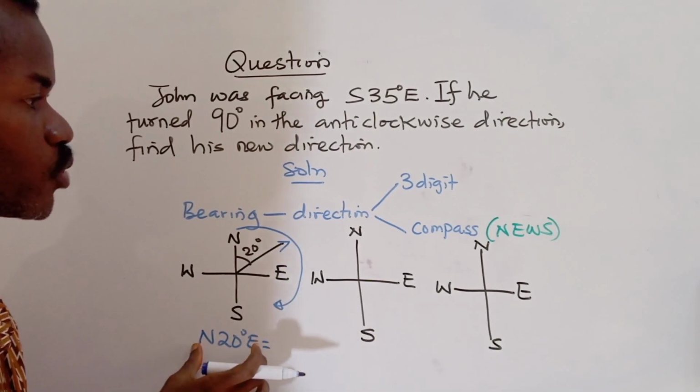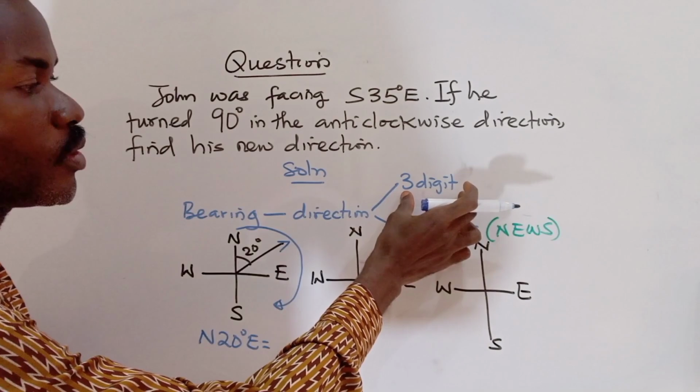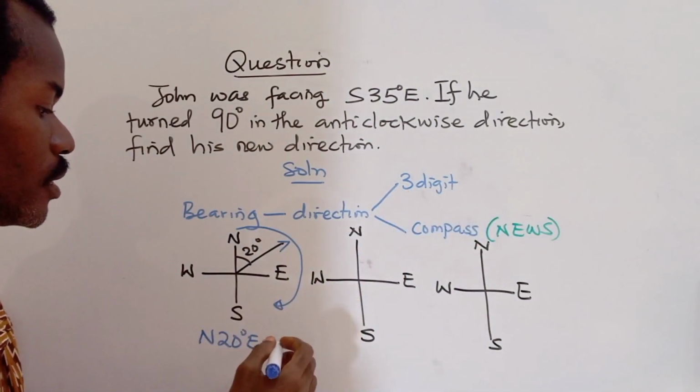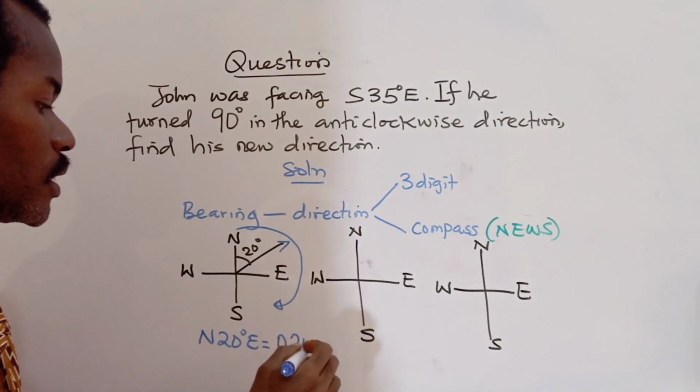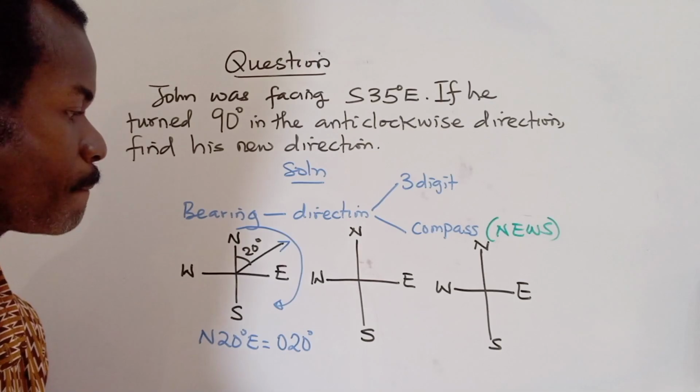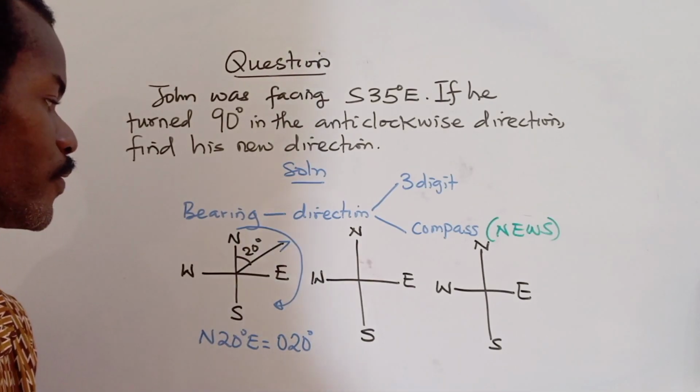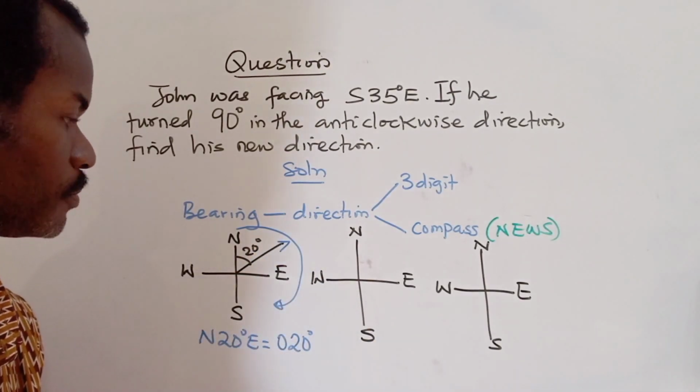Now this is what we call compass bearing. But if you want to write it in 3 digits, since we move just 20 out of 360, we say 020 degree. So that is for this situation.